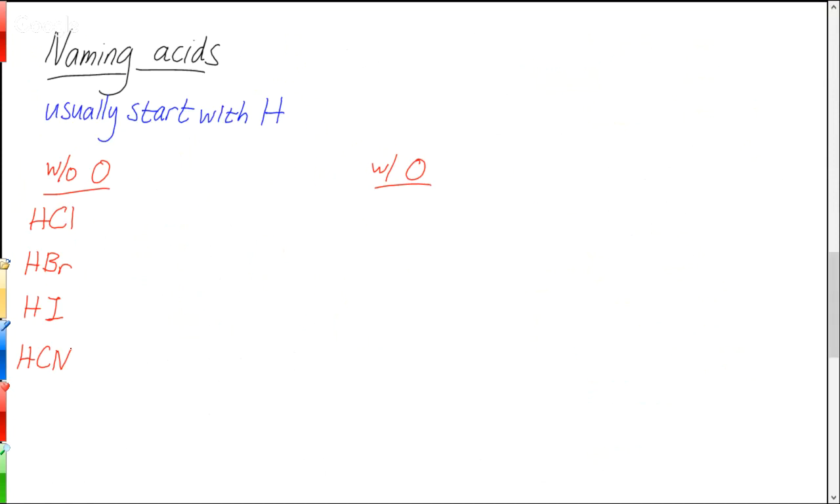If it doesn't have oxygen, we put hydro and then the thing with an ic at the end. So we would call HCl hydrochloric acid, right? So anybody want to take a guess on HBr? Close, but it's an acid, so we're going to name it like an acid. So we're going to name it the same way, hydrobromic acid.